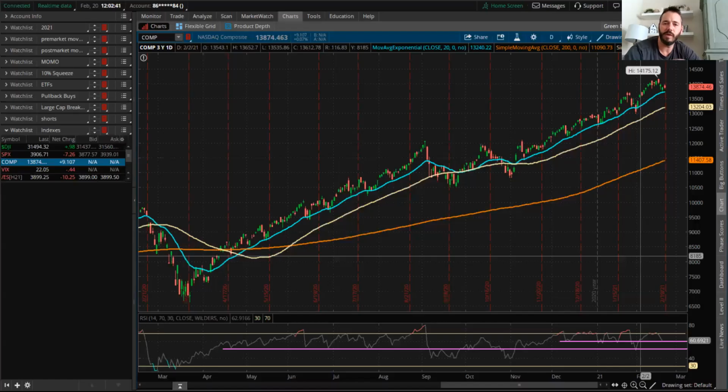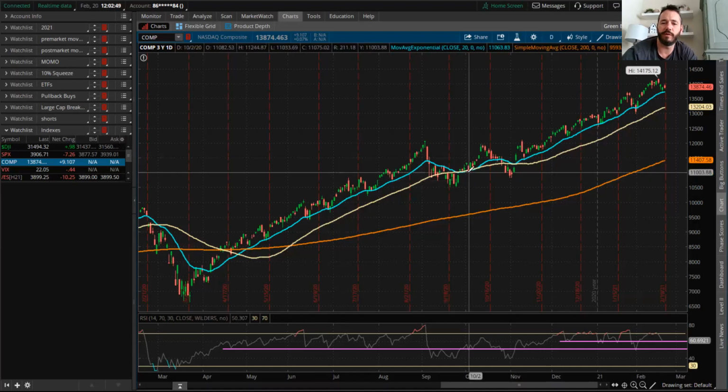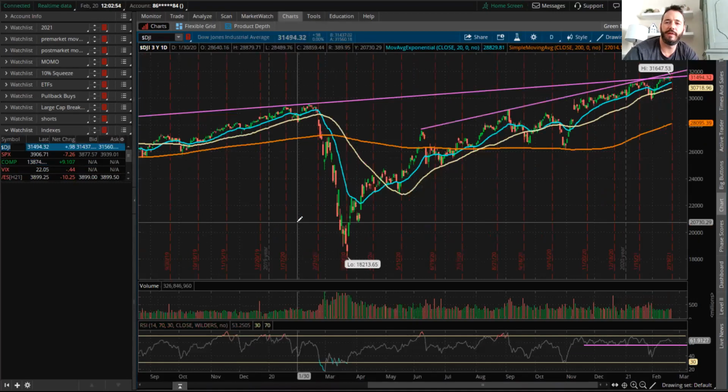So here we go. I use Thinkorswim by TD Ameritrade. I find that their charting is really good. So just going to move myself over there. Okay, let's start with the Dow Jones. Okay, this is the Dow Jones Industrial Average.